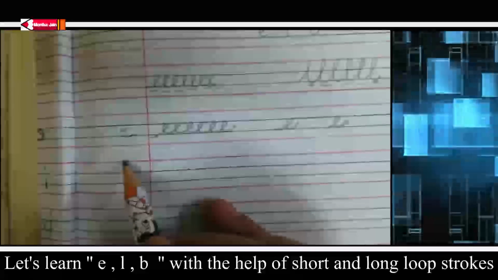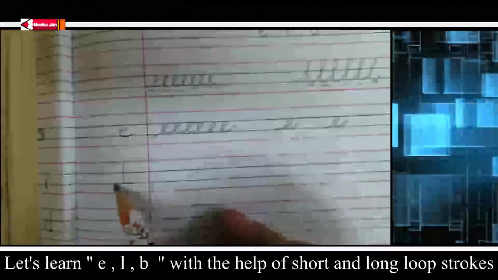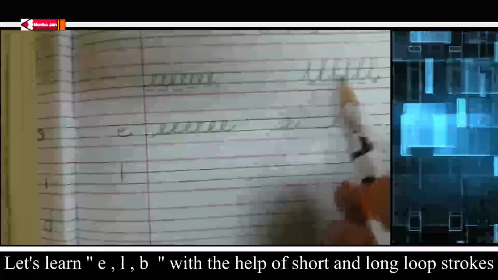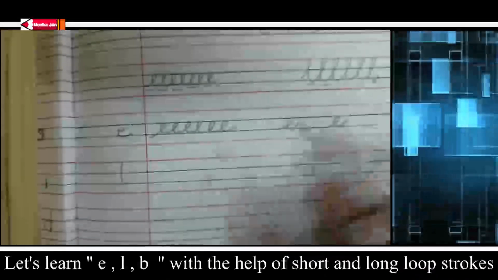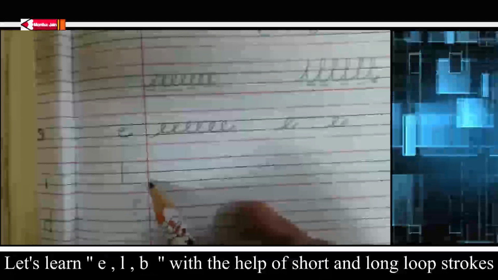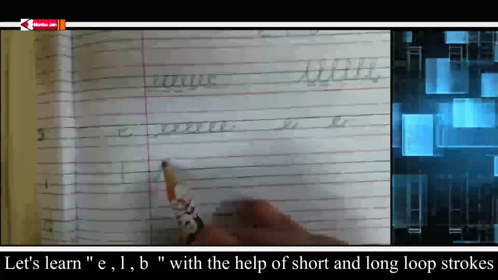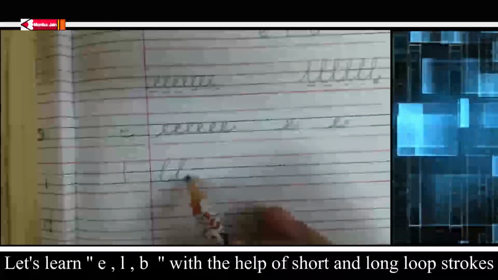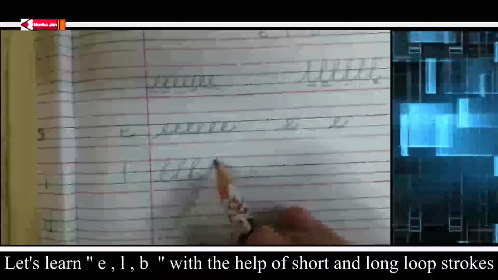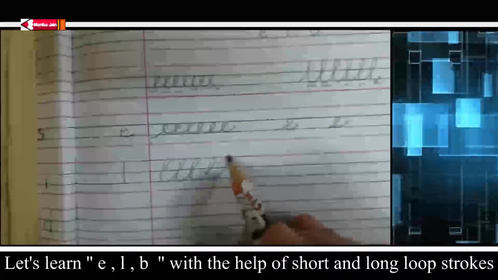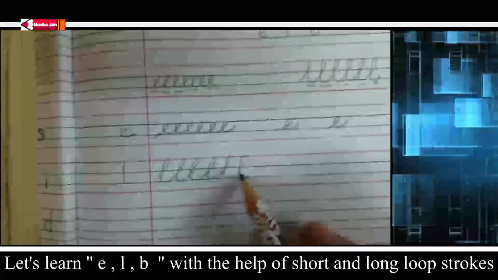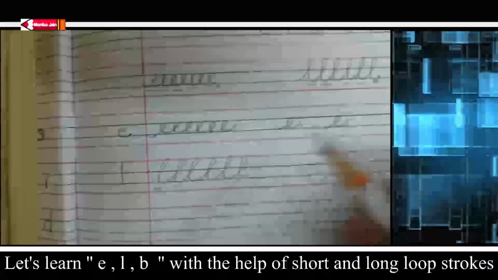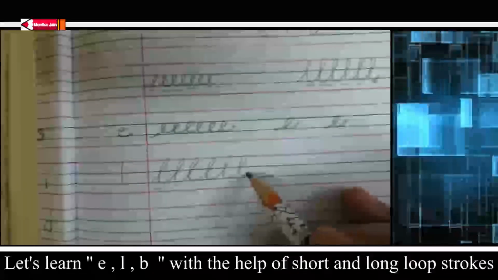Now we're going to learn letter L. For letter L you have to make these big loops, but the same thing we need to remember is that it should lean towards the right a little bit. Loop, loop, loop, big loop, big loop. You need to see how beautifully it is written, and give away the tail.